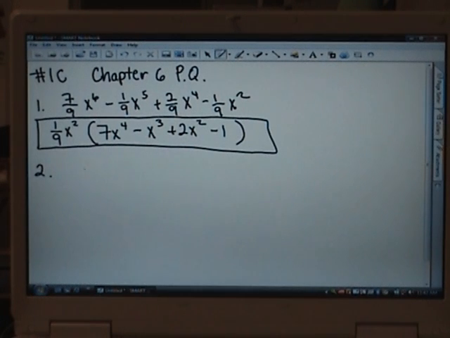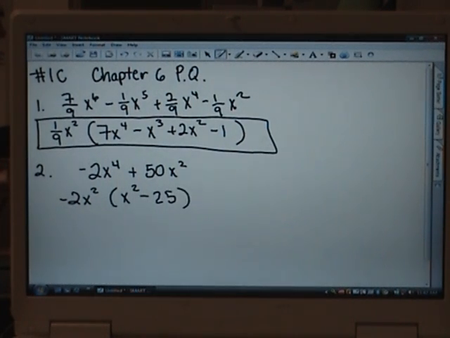Number 2, negative 2x to the 4th plus 50x squared. This is the difference of two squares, but a little more complex. First of all, what's the most we can take out? Negative 2x squared. And if I take out a negative 2x squared, then what is left is x squared minus 25. And this is still the difference of two squares. Negative 2x squared, x plus 5, x minus 5.